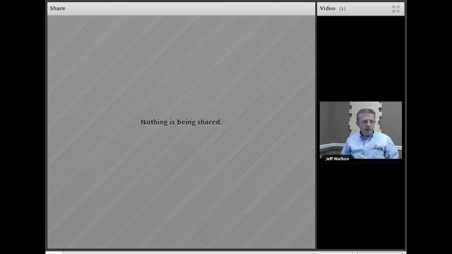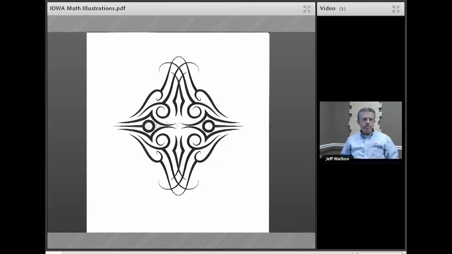I want to share this illustration document, going back to some of the things that we've already talked about. This is an illustration of a symmetrical figure that can be used for paper folding. I found it just by Googling symmetrical figures, and I could have printed scores of them. You don't have to draw your own or invent them; just do a Google search, perhaps an image search, on symmetrical figures. And you'll get a figure like this.